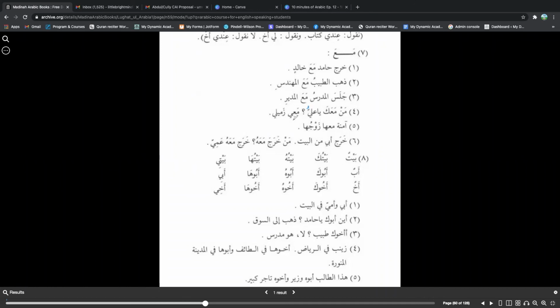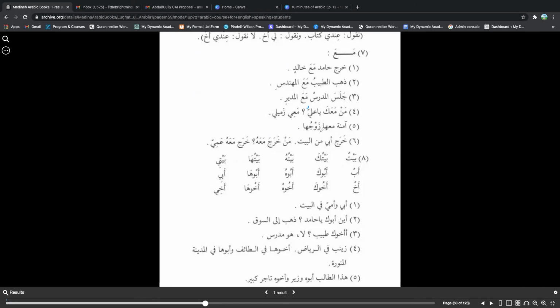Man ma'aka ya Aliyu? Ma'i. Remember, this is the only one. Likewise, like indi, the ayn gets a kasra. So ma'a, instead of a fatha, has a kasra when you use the ya referring to ana. Ma'i, ma'i. Zamili. Okay, so man ma'aka ya Aliyu, who is with you, ya Ali? Ma'i zamili, my colleague or my classmate is with me.